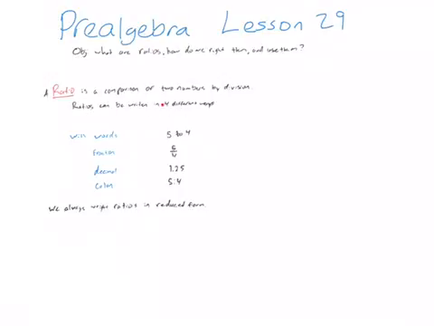And ratios can be written in four different ways, and here are the four different ways. We can write it with words, like saying 5 to 4. Write it with fractions, 5 over 4. As a decimal, 1.25. Or with a colon, 5:4. And remember here, we always write ratios in reduced form. So you wouldn't write 10 over 8, you'd write 5 over 4.